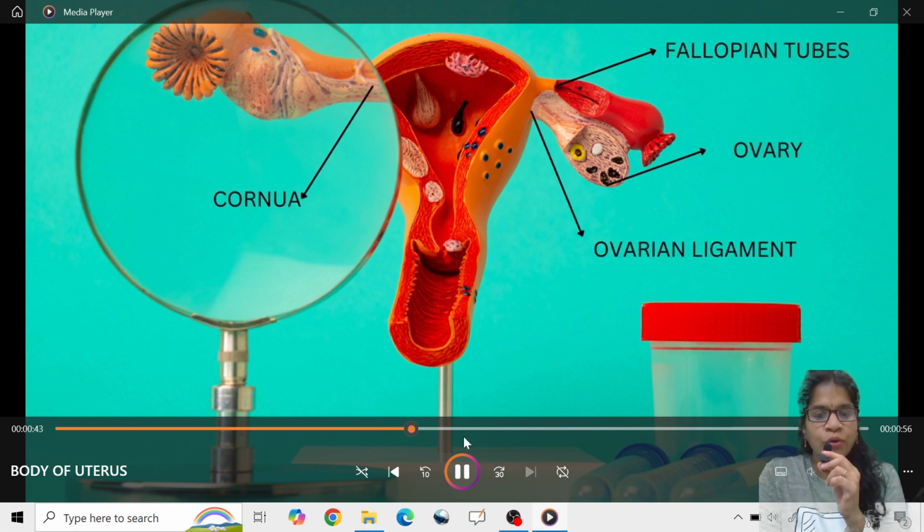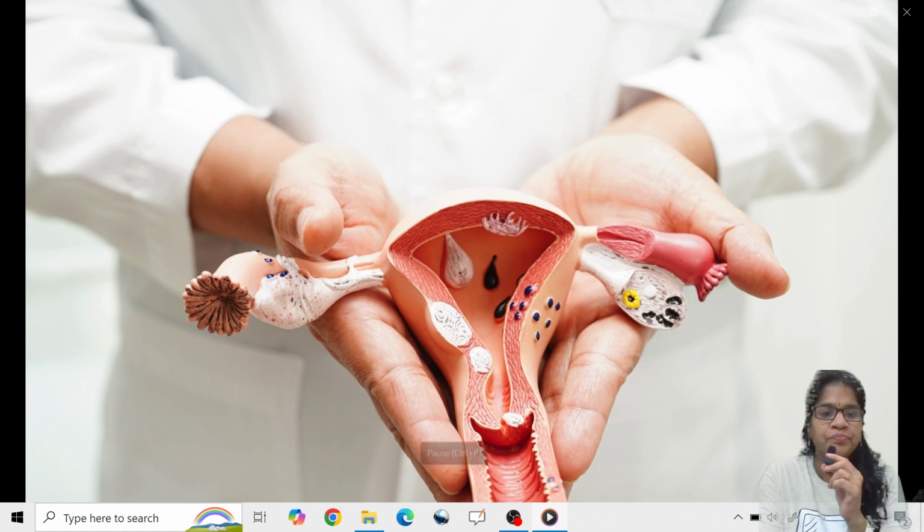See, you have two important areas where the ovaries are attached to the body of the uterus, in the area called the ovarian ligament. The fallopian tubes are attached to the body of the uterus, and that area is called cornua. Okay, cornua and ovarian ligament are the areas from which the fallopian tubes and the ovaries come out from the body of your uterus. Okay, this is how it looks, for your understanding.